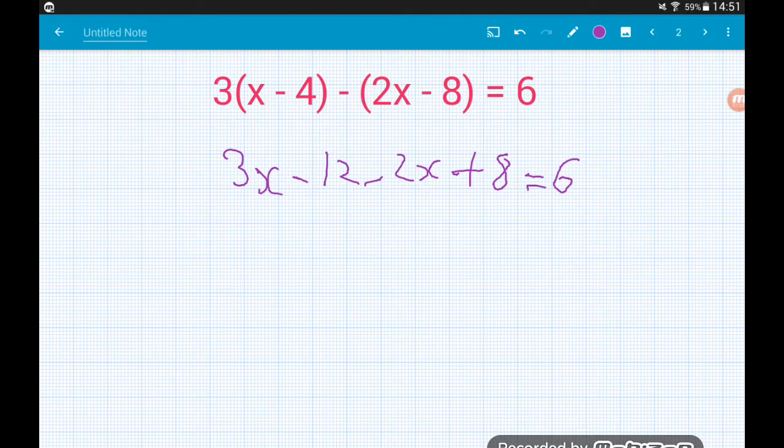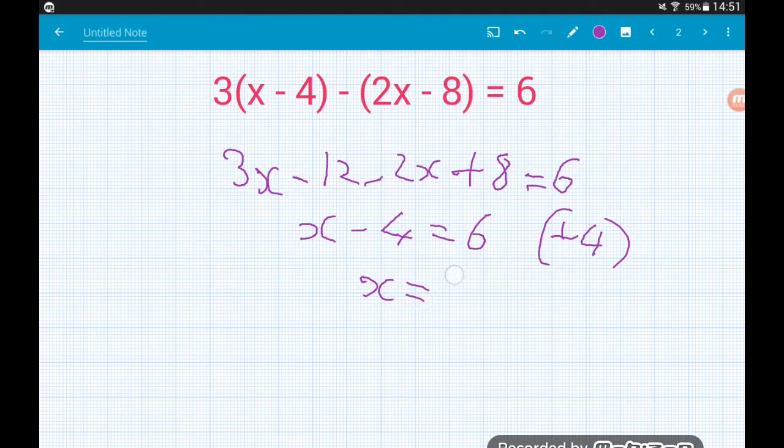So as far as the x terms go, we've got a 3x minus 2x. So that's going to leave us with 1x. And then we've got minus 12 plus 8. So that's going to leave us with minus 4. And then that's equal to 6. And then if we add the 4 to the right hand side, it disappears on the left, and we get left with x is equal to 10. Jobs are good and we've solved the equation.